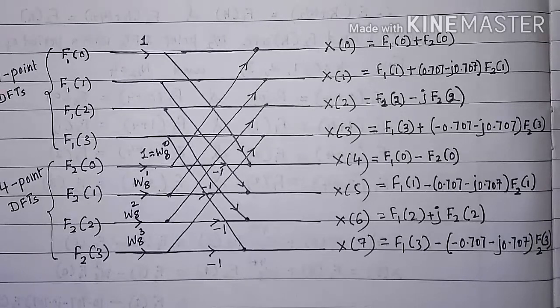In the same way, we can combine 2-point DFTs to obtain 4-point DFTs, and we can combine the given inputs after decimation in time and after reversing their bit order, we can get 2-point DFTs.